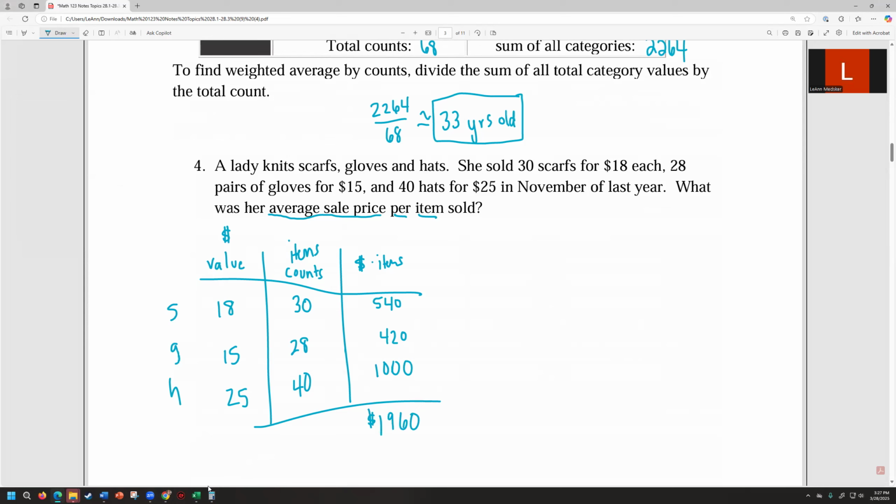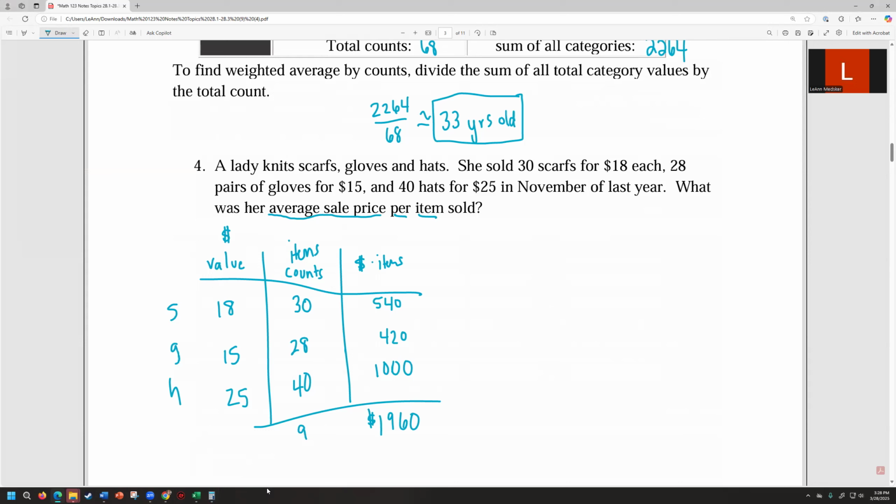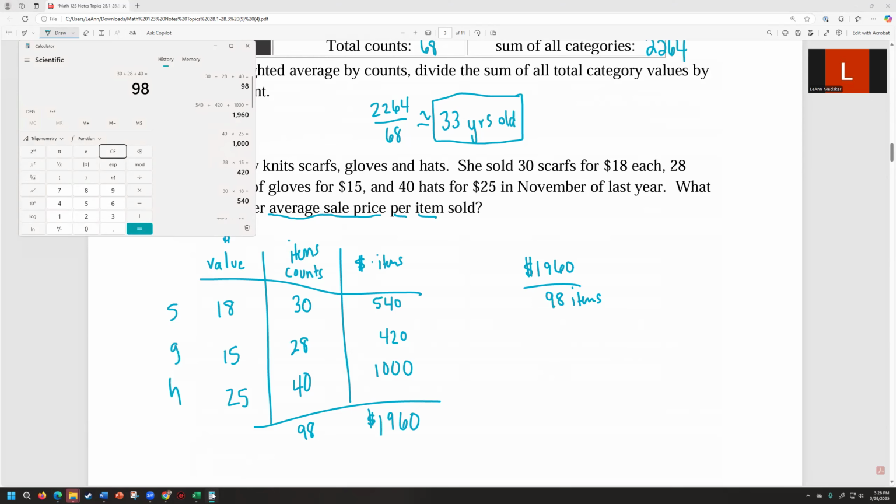I'll double check myself with the calculator. That's going to be the total number of dollars that were collected in that month of sales. But I need to know how many items we sold, so we need to add up the counts. That was 98. So our total number of dollars made is 1,960, and we sold a total of 98 items. So if we divide that, we'll get our price per item, the average. So 1,960 divided by 98 is roughly $20.